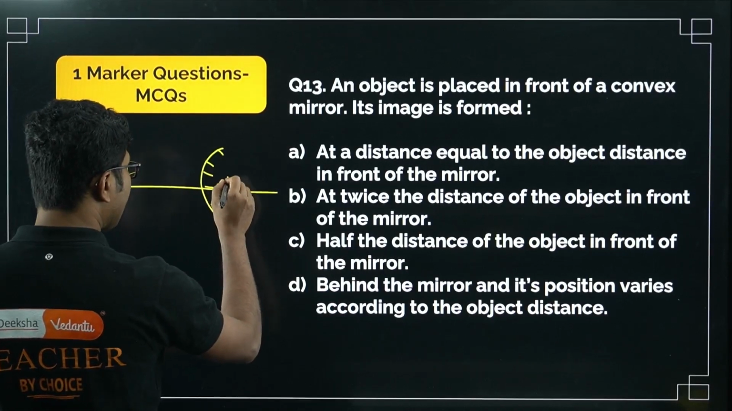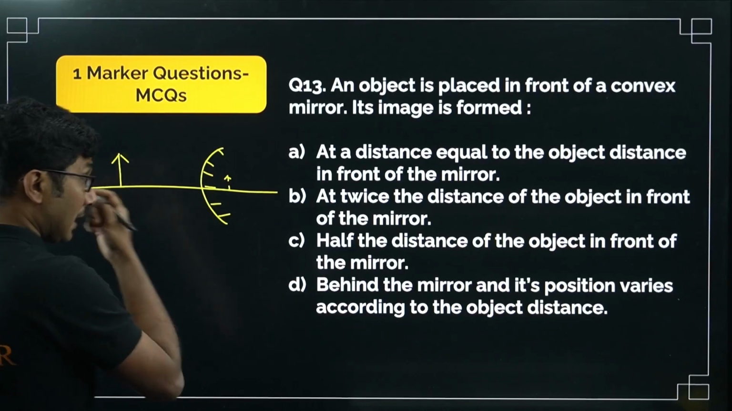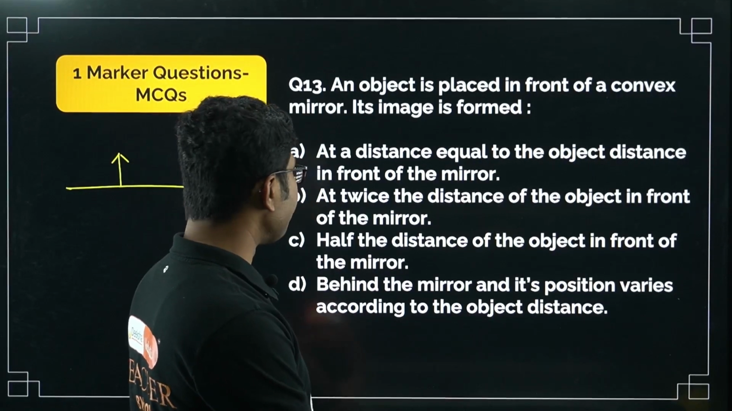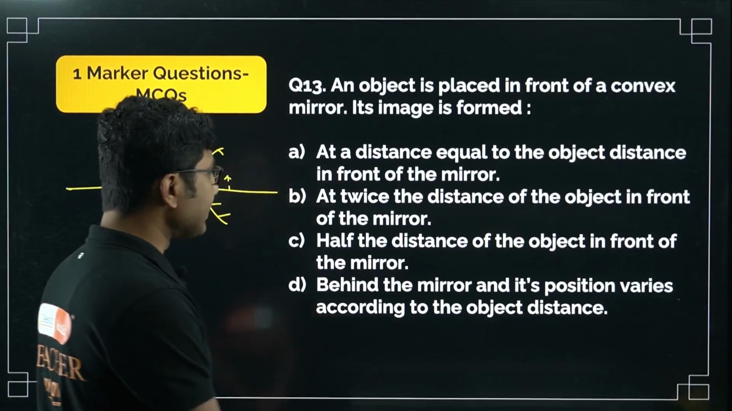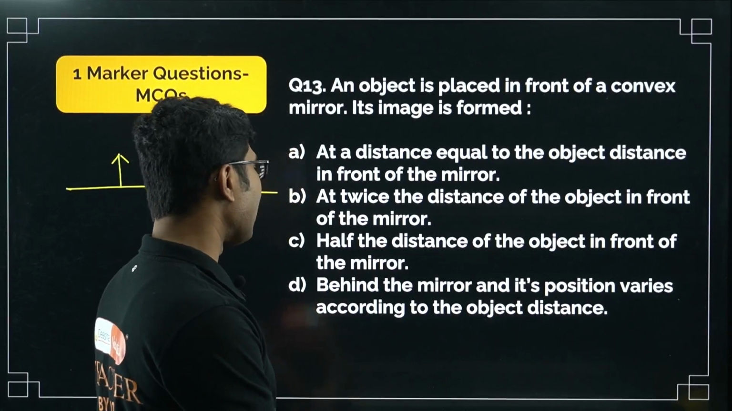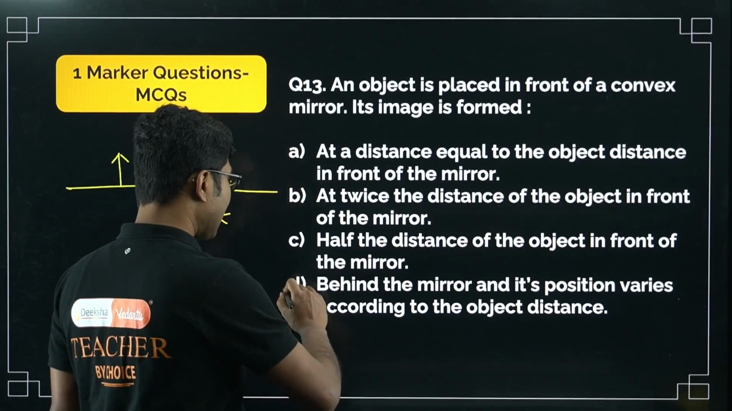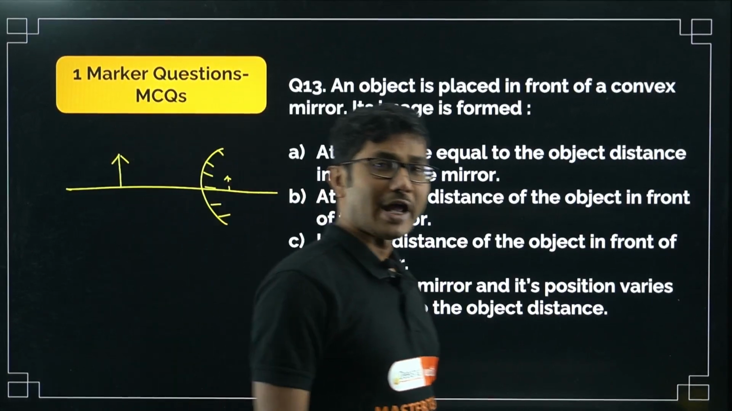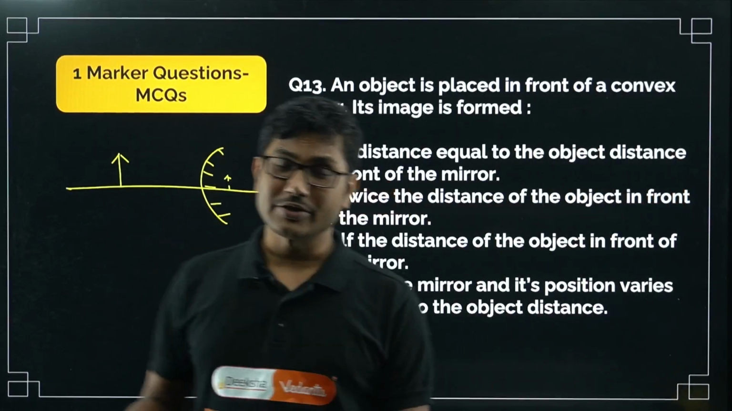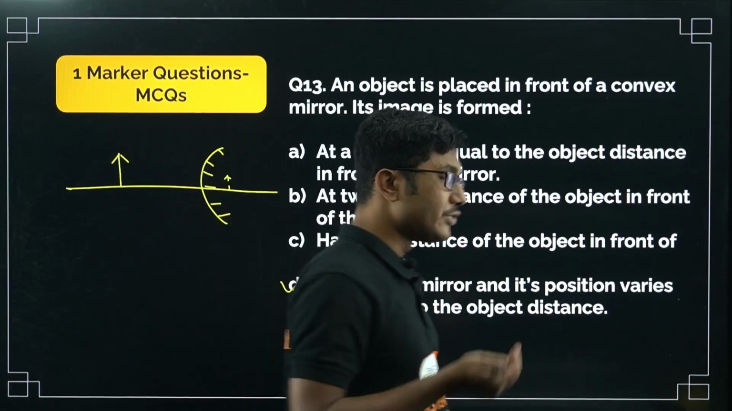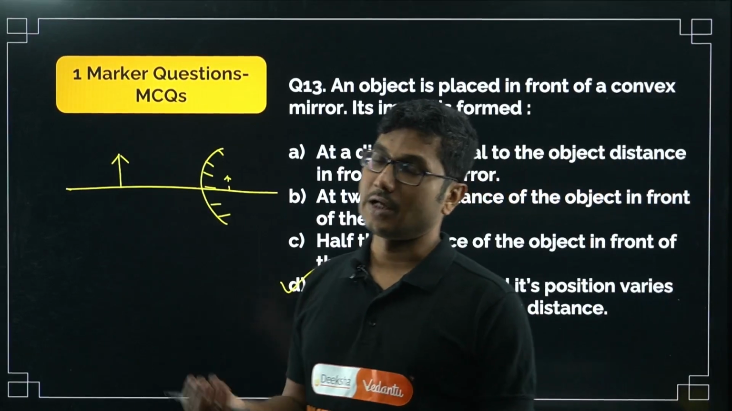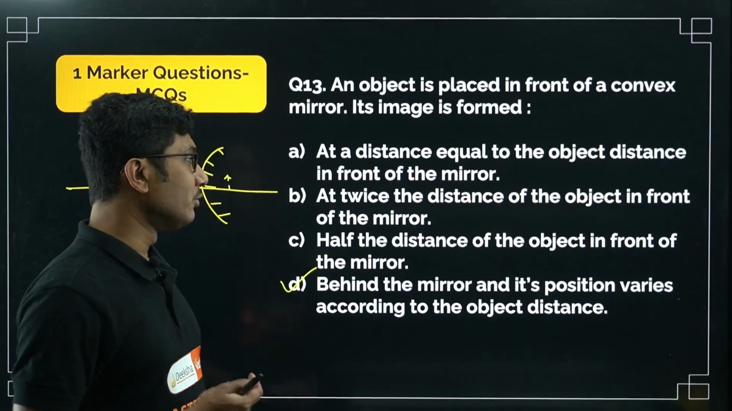So you can say the image will always be nearer than the object distance, no matter what. Is it at twice the distance of the object from the mirror? Half the distance of the object in front of the mirror? Behind the mirror, and its position varies according to the object distance. Yes, behind the mirror and its position varies according to the object distance. So basically there is no direct relationship. We know that 1/v + 1/u = 1/f. Based on that equation, object distance varies, image distance varies, so there is no direct relation.